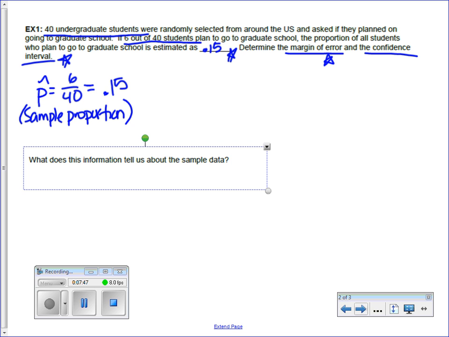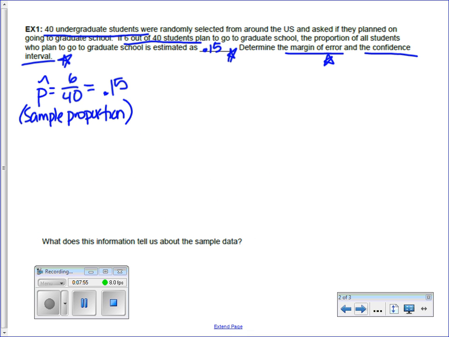Determine the margin of error and the confidence interval. Well, in order to find confidence interval, I usually need margin of error, so I'll start with that. Okay, so the margin of error, my formula is 2 times the square root of the sample proportion times 1 minus the sample proportion all over n. We didn't mention what n was. N is actually the sample size.